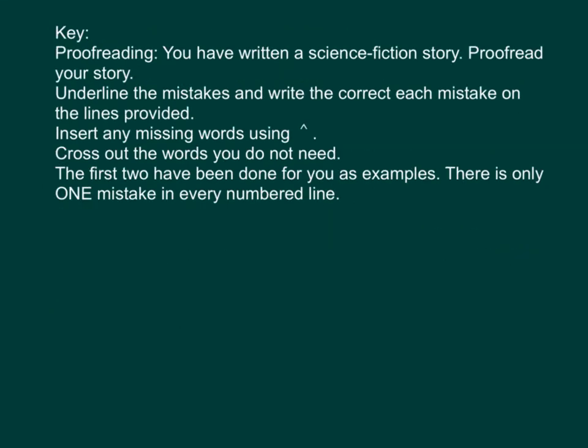Students, let's do the proofreading. You have written a science fiction story. Proofread your story. Underline the mistake and write the correction for each mistake on the lines provided. Insert any missing words and cross out the words you do not need. The first two have been done for you as examples. There's only one mistake in every numbered line.